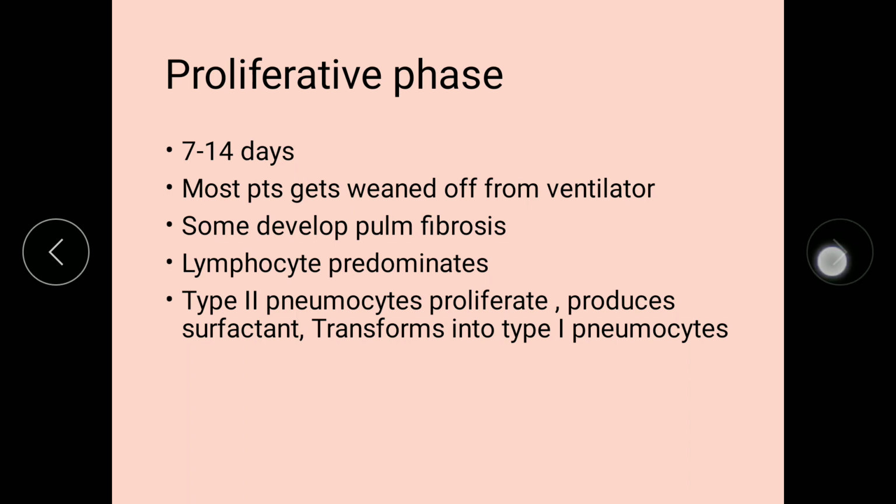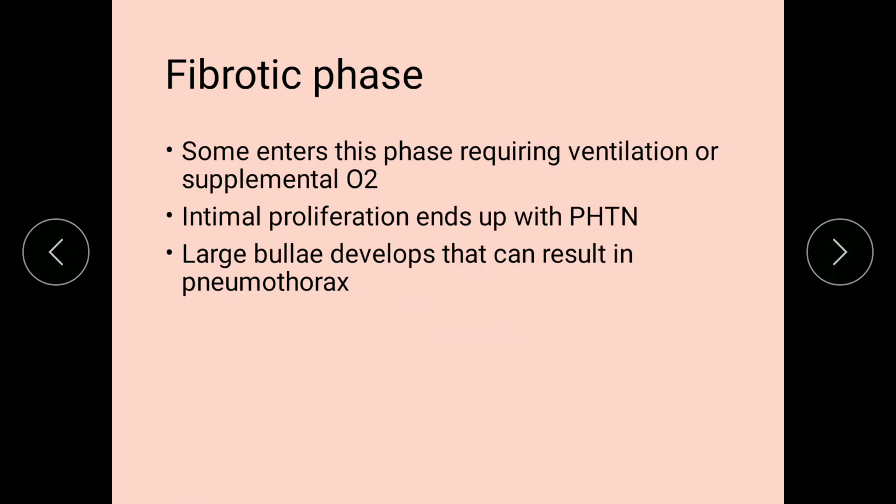alveolar epithelium. Fibrotic phase, some patients enter into this phase and may require longer periods of ventilation or supplemental oxygen. In addition to this, there is intimal proliferation, which can lead to pulmonary hypertension. These patients can also develop emphysema and large bulla, the rupture of which can result in pneumothorax.